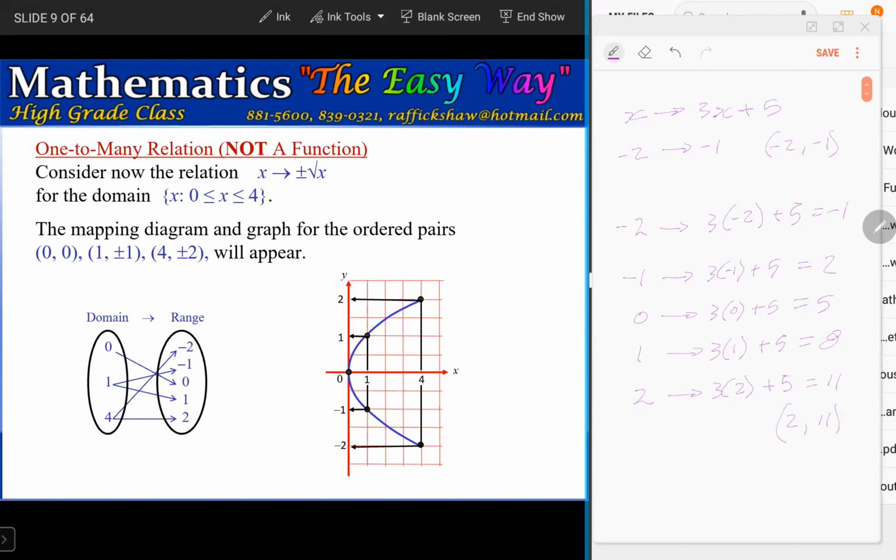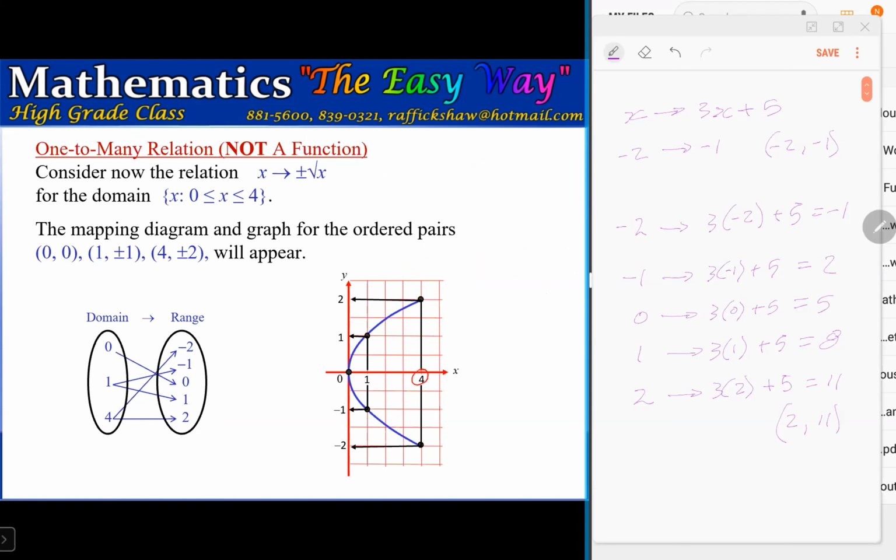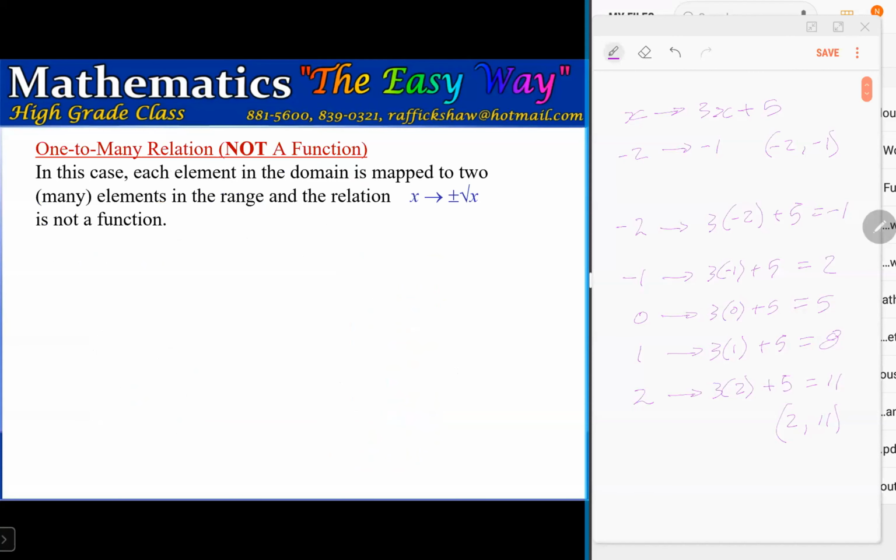All right. That is a graph. You can see the one x value down here mapping to two different y values as an example. So that's one mapping to many. In this case, there are elements in the domain that map to two elements in the range under that relation. And therefore, this relation is not a function.